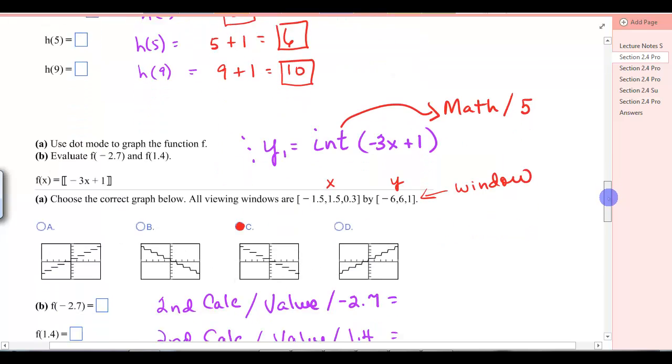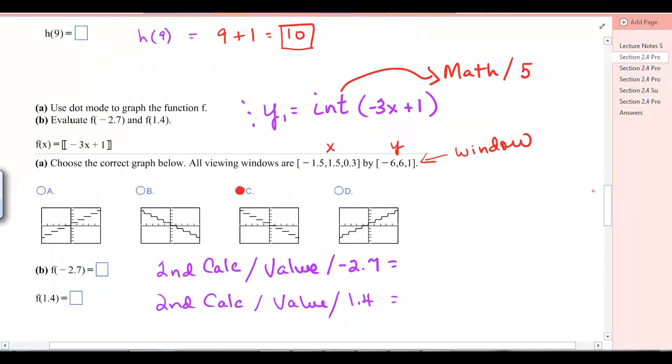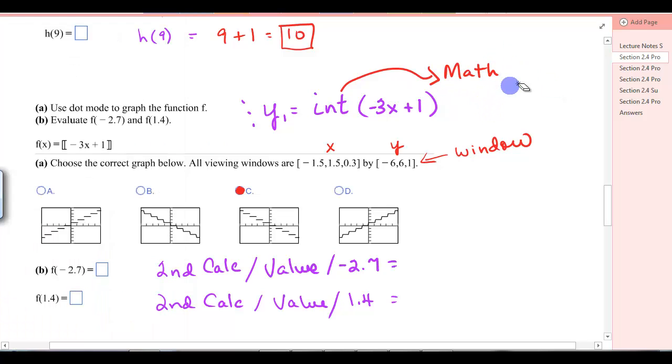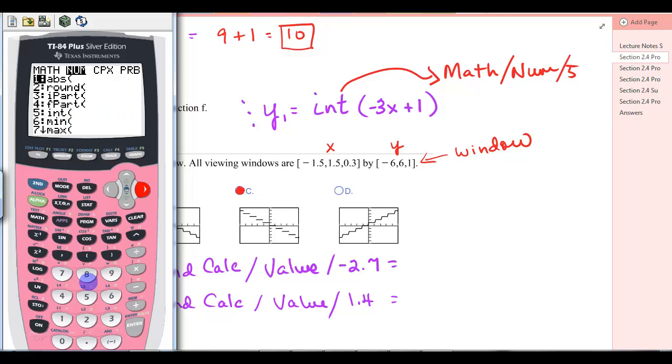Right? All right, we're going to use dot mode to graph the function f and then evaluate 2 things. So I'm going to do this one with you. Let's go to y equals. We'll clear out both of these. All right, so if we went to math and over to number, I don't have that number written there. Let me put that right now so that we have that math, number, and then number 5. All right, and so we'll choose 5.